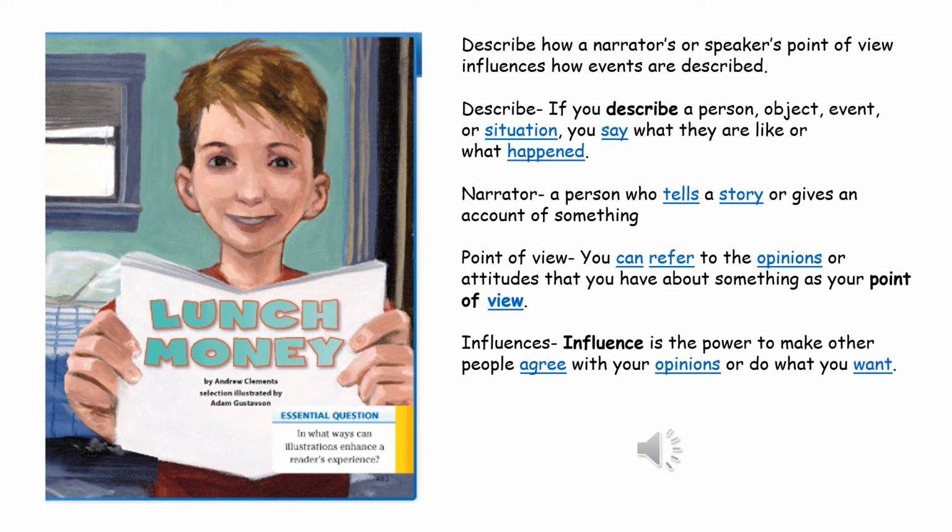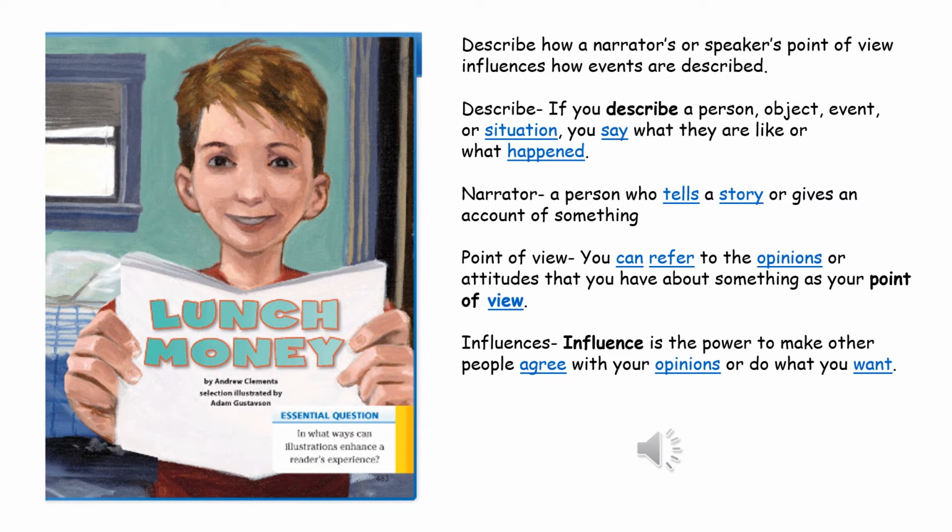You'll also need to keep in mind the point of view of the character. You can refer to the opinions or attitudes that you have about something as your point of view. So what is the narrator's opinion of events that happen? What are their attitudes about what happened? All of those things influence the events in the story and how they're told.